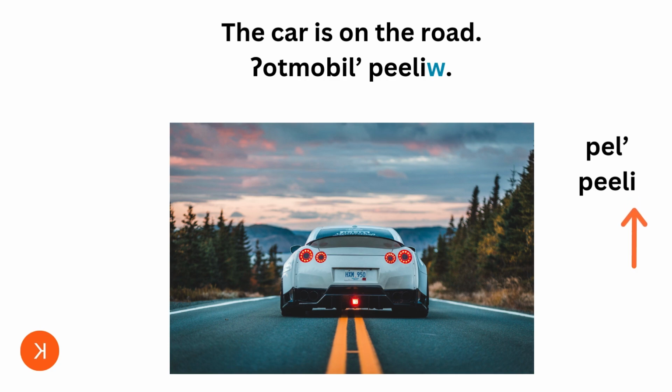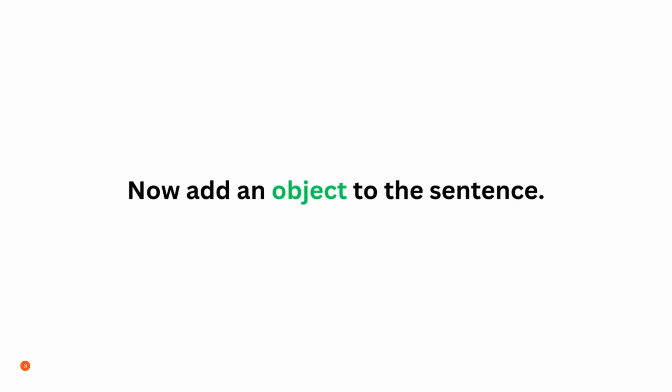So we have the car is the automobile. The car in this sentence is the subject. So automobile is in subject form. Then we have pelu for on the road. That's the locative. And there's no object in this sentence. Now add an object to the sentence. It's going to be in green.